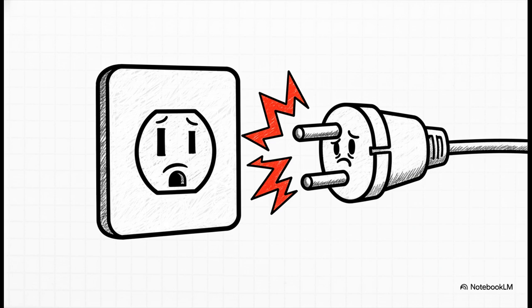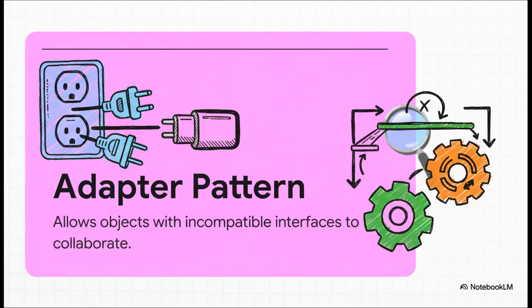Here is a super common structural problem. You've got this awesome new component you want to use, maybe from a third-party library, but its interface, its plug, doesn't match the socket in your system. It's just like having a European plug and trying to jam it into an American wall outlet. It's just not going to work. So what do you do? Well, the solution isn't to rewrite your whole system or mess with the new component. Instead, you use an adapter pattern. Its purpose is so simple and clear. It lets objects with totally incompatible interfaces work together. It's basically the universal travel adapter for your code.